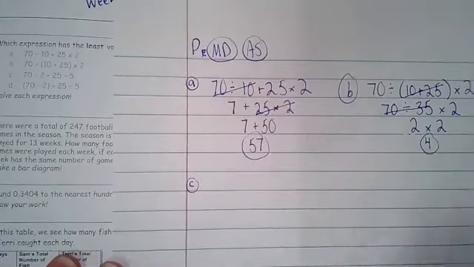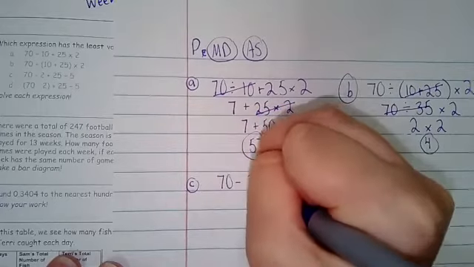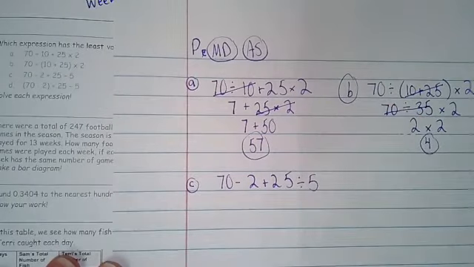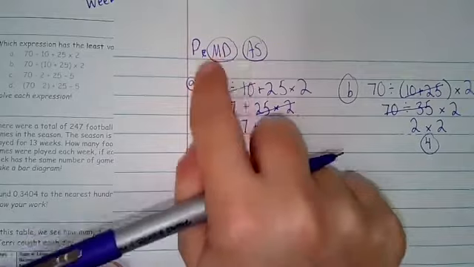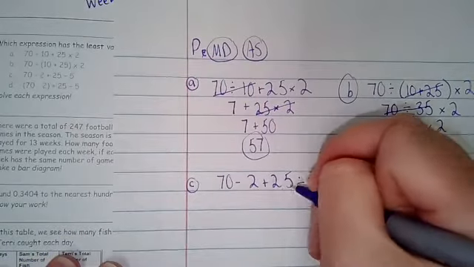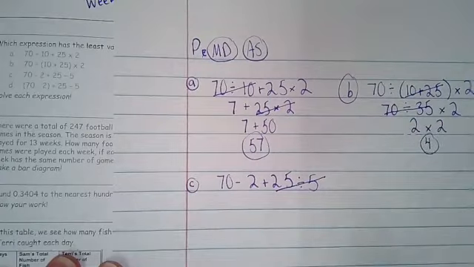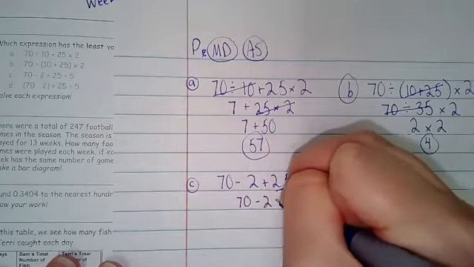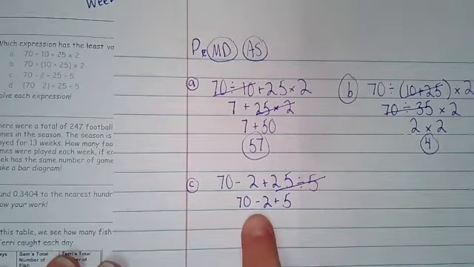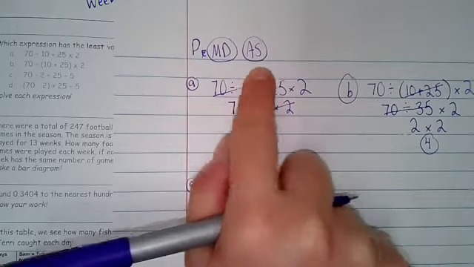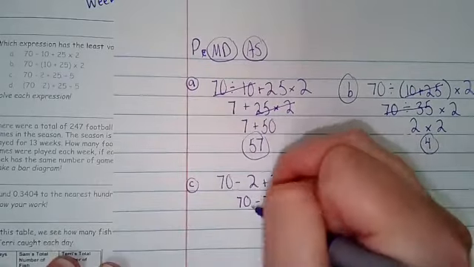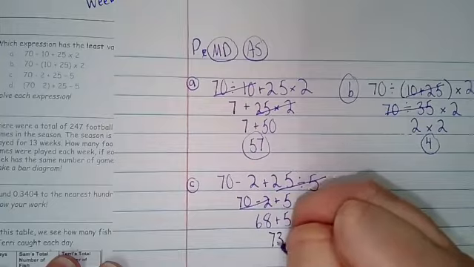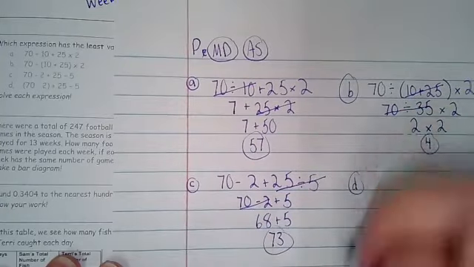C is going to go right here. C is 70 minus 2 plus 25 divided by 5. There are no parentheses in this, so the next is multiplication and division. There's a division right there. 25 divided by 5 is 5. Then write in the rest of the problem: 70 minus 2 plus 5. All that's left is subtraction and addition, whichever one comes first going left to right. 70 minus 2 is 68, plus 5 is 73. And there you are.